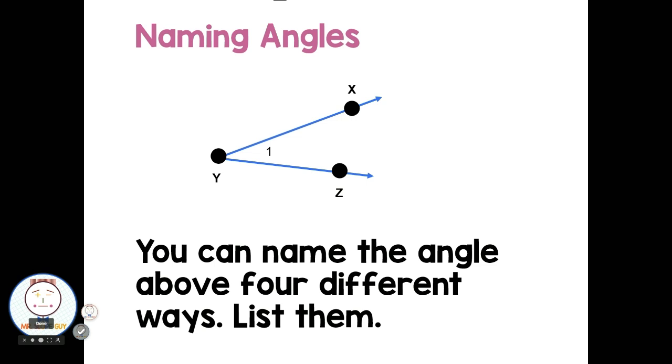So if we look at this angle, can we name the angle above 4 different ways? And we want to list them. Well, we have it numbered. It's angle 1. We could also just call it angle Y. But more specifically, we would call it angle XYZ or ZYX. Notice how the vertex, the point where the two rays meet, has to be the middle letter. So it's XYZ or ZYX.